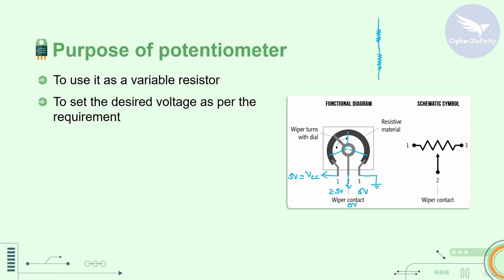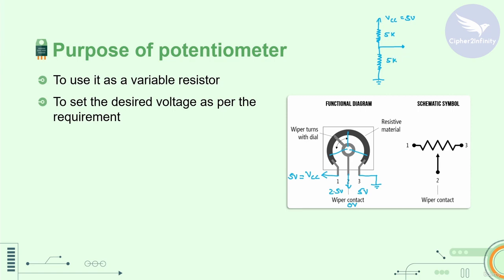This is basically connected to VCC, which is 5 volt, and this particular point is connected to ground. Here we are measuring the voltage. If you set the position of this knob at the center, then the top end is going to be 5 kilo ohms if this potentiometer has a value of 10 kilo ohms, and the bottom resistor is going to have a value of 5 kilo ohms.